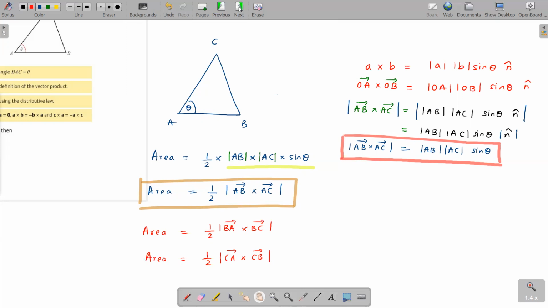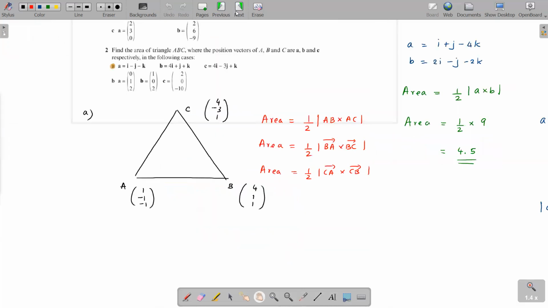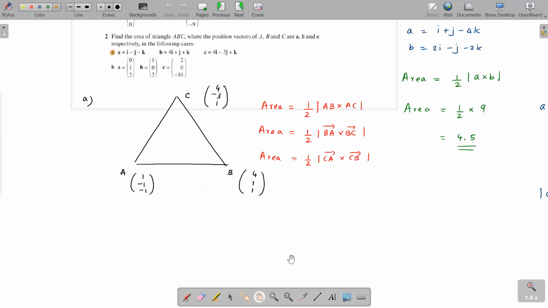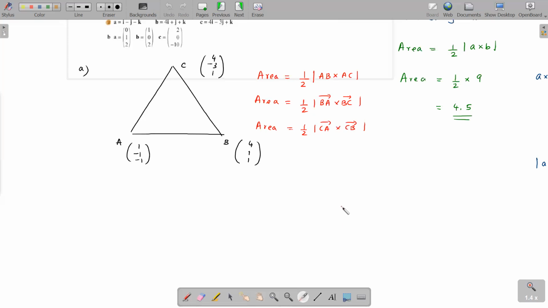Shall we try the sums now? Now they have given me the vectors A, B, C, so I have marked them down. It's time to find the area. To find the area, let me use the first equation. I could use any one of these 3, so I'll use the first one. Now you need to realize when they give you A here, this is the position vector of A. It's OA, OB, and OC that they have given you. Do you agree with me? They have given you the 3 position vectors.